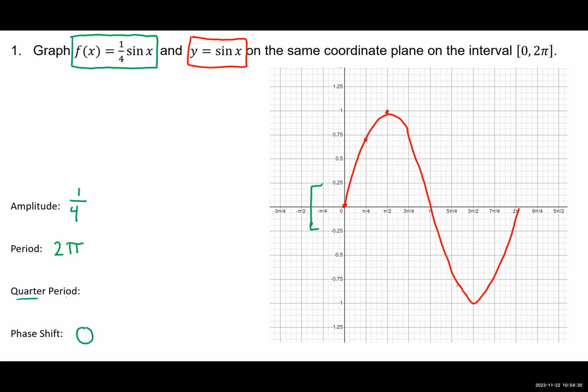And what I like to do is look at the quarter period. Right? So if you think about any sine function, as long as we're not moving it up or down, it goes from 0, then it hits its maximum, then back to 0, then hits the minimum, and then back to 0, right? 0, max, 0, min, 0.